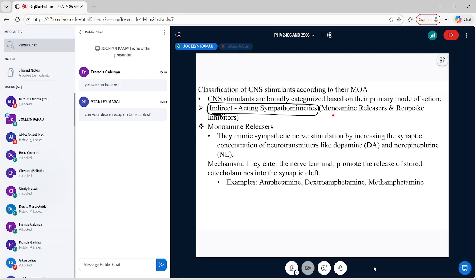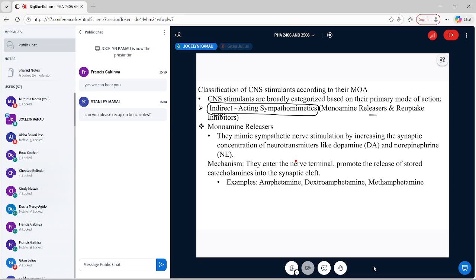Stimulation by increasing the synaptic concentration of neurotransmitters like dopamine and noradrenaline. Mechanism: they enter the nerve terminal, promote the release of the stored catecholamines into the synaptic cleft. And we have examples of such drugs as amphetamine, dextroamphetamine, and methamphetamine. So they act as indirect sympathomimetic agents.